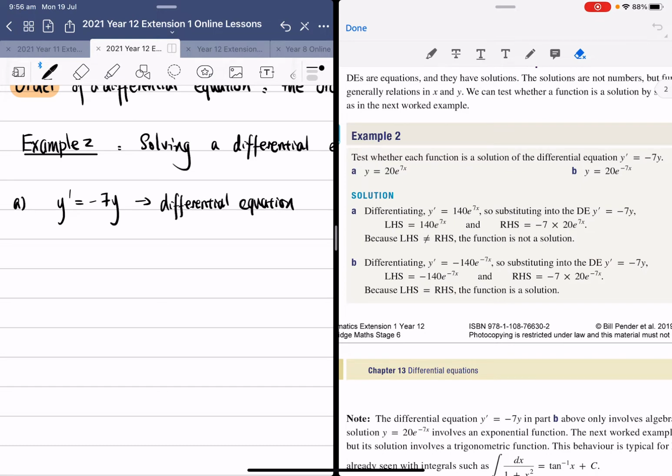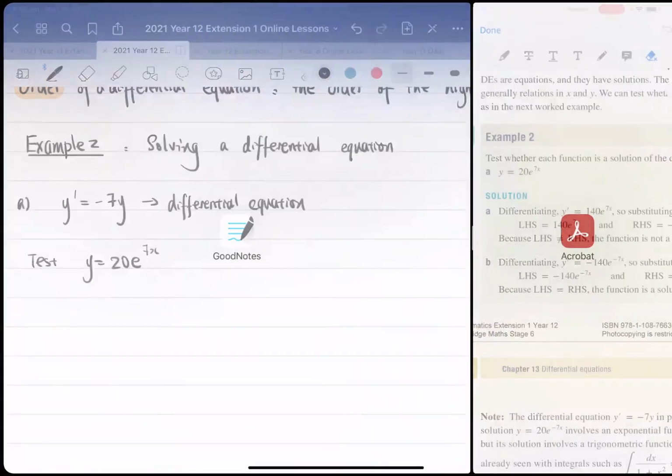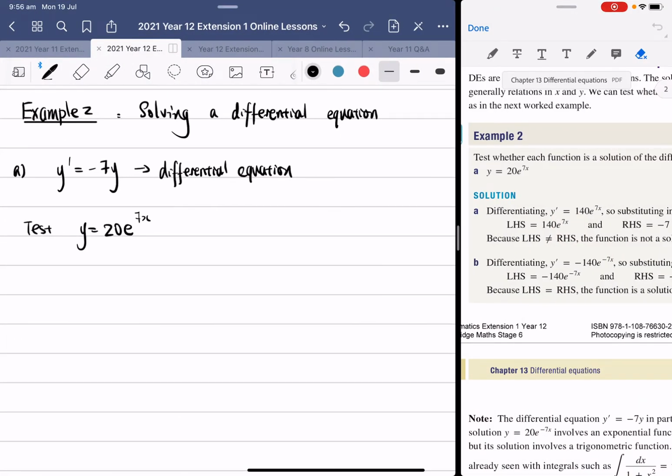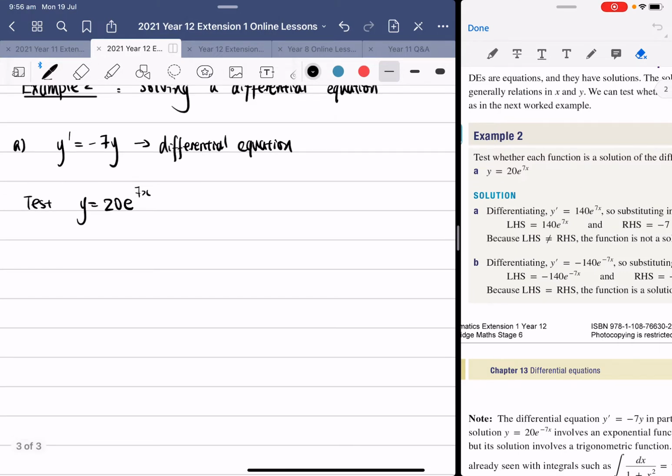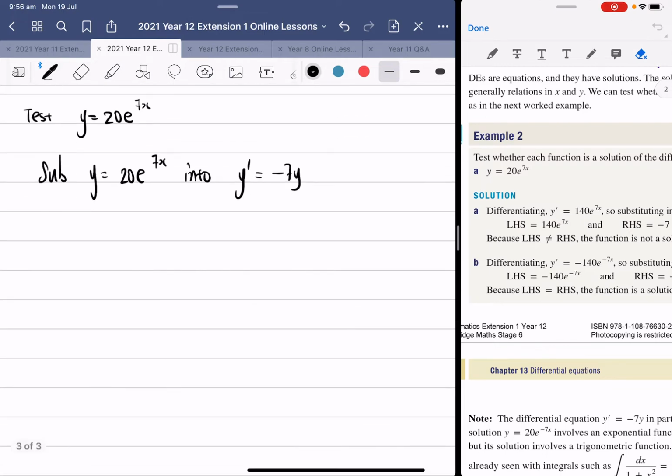And we need to test this function here, y equals 20e to the power of 7x. We need to test whether this function is a solution to that differential equation or not. It's actually pretty easy to understand and do this question. We just need to substitute. So sub y equals 20e to the power of 7x into the differential equation, and hopefully we can prove the left hand side is equal to the right hand side.